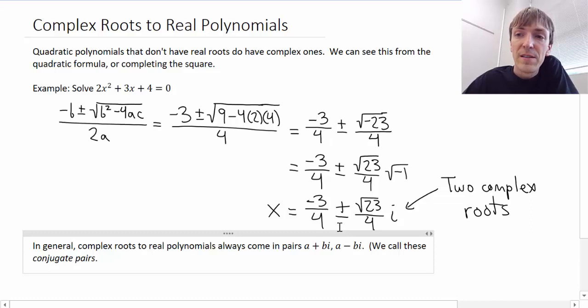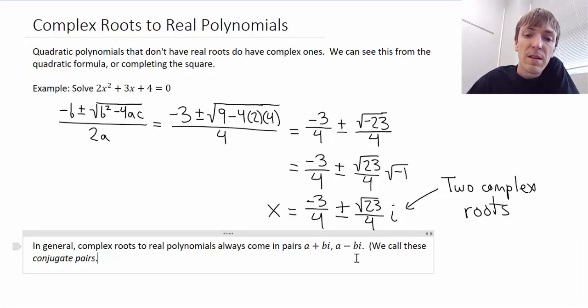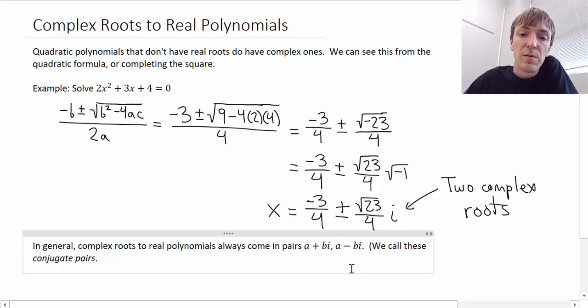So there's an important fact to say here, which is that for real polynomials, those complex roots always come in pairs, a plus bi and a minus bi, just like what's happening here. The a is the minus 3 over 4, the b is the square root of 23 over 4, and the two roots are a plus bi and a minus bi. And that always happens when we factor a real polynomial. And these two numbers, because they're complex conjugates, we call them conjugate pairs. So that's a word you can expect to hear in class.